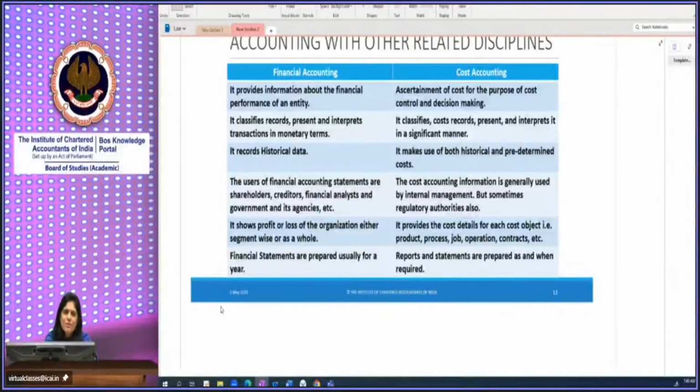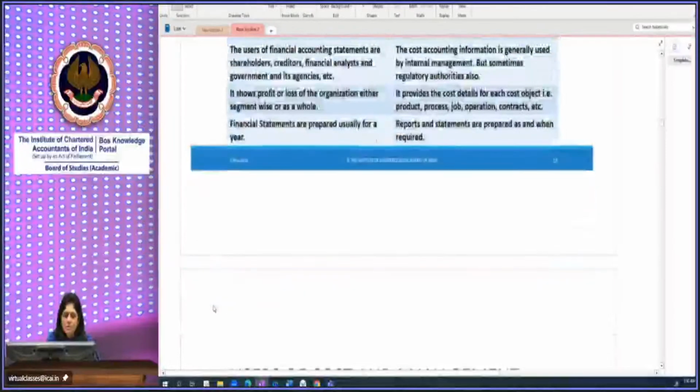Financial accounting shows the profit or loss of the organization. Cost accounting is more focused on the calculation of the cost for each cost object. Financial statements are prepared under financial accounting, and different reports and periodical statements are prepared under cost accounting. All right. So that is financial accounting and cost accounting for you.